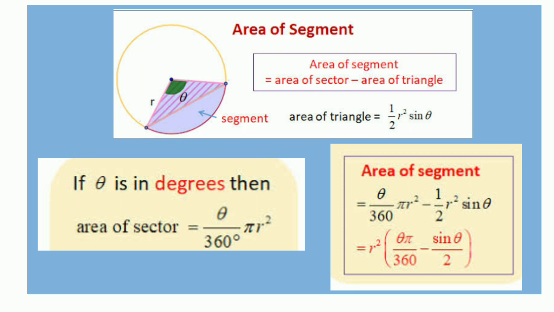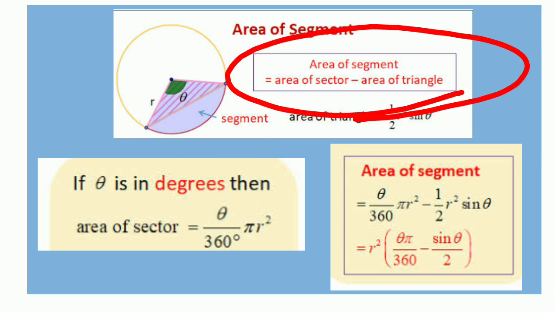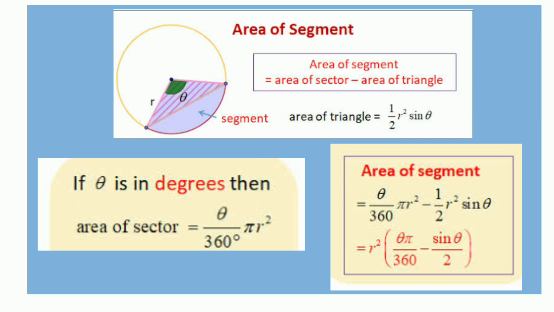The next one is segment. What is a segment? Draw a chord on the circle. You will get a small portion. That portion is called a segment. One is the major segment, one is the minor segment. So this is a minor segment. Here, how to find the area of that minor segment? Very simple. Area of segment is equal to area of sector minus area of triangle.